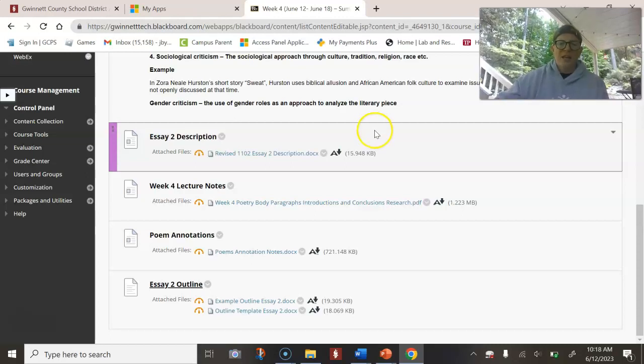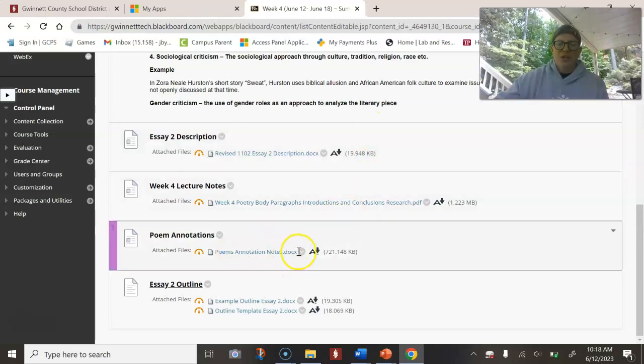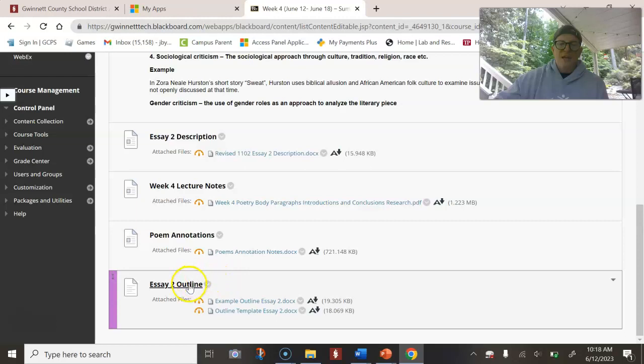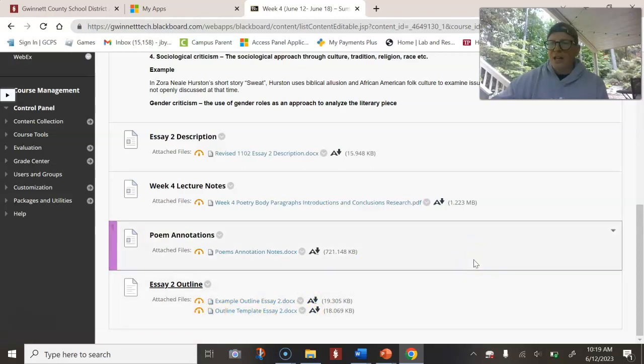In that lecture, these are the notes that I end up creating. And then for the essay two outline, which is due this week, this example is the version that I do in the lecture, okay? And this template is the one for you to turn yours in on, okay? So make sure you watch the next lecture as well, not just this one. I want to emphasize that.